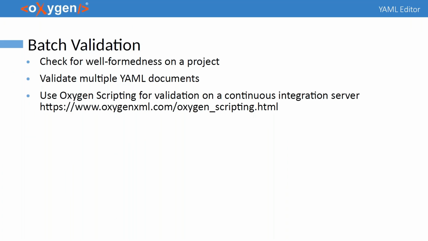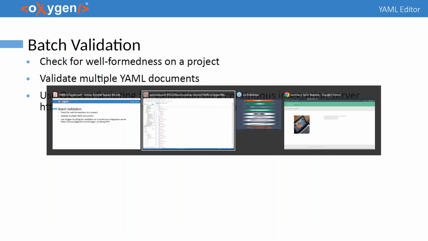Batch validation is also important because you can validate an entire project. So you can check for well-formedness, but you can also validate multiple YAML documents at once. And you can also use the Oxygen scripting tool, that is a different product, and can be used for validating documents. You can have this on an integration server and automatically validate your YAML documents as they are committed, for example, on a repository, and get a report with the results.